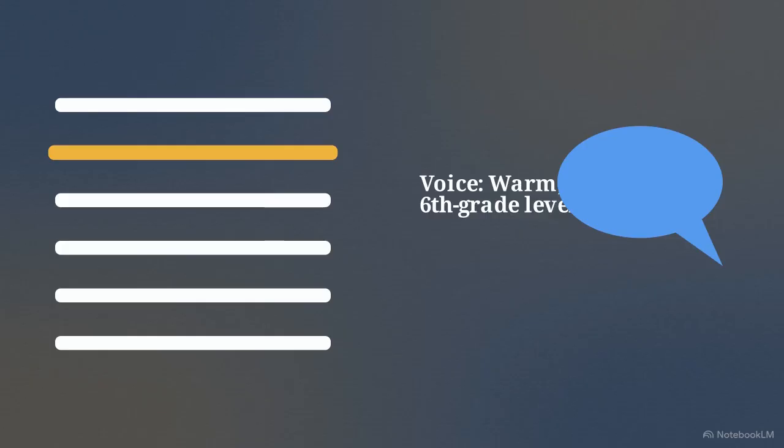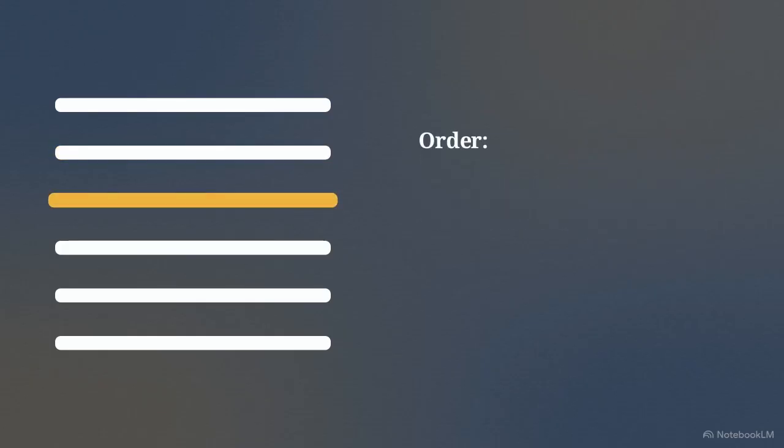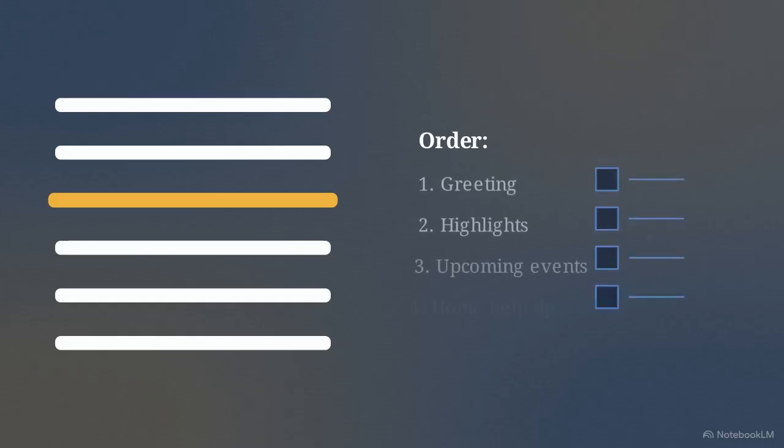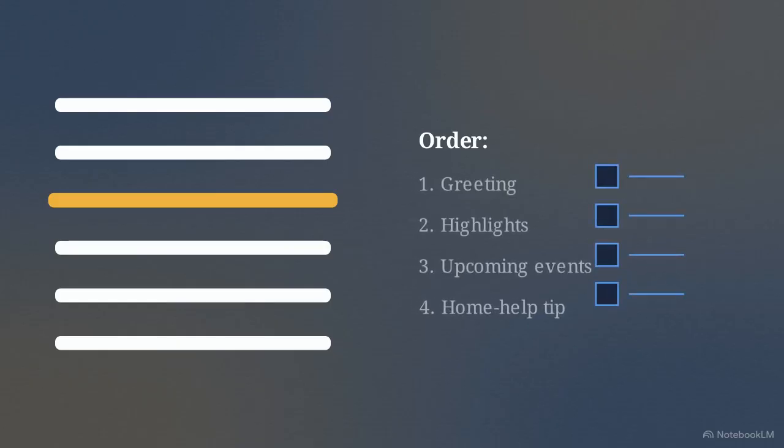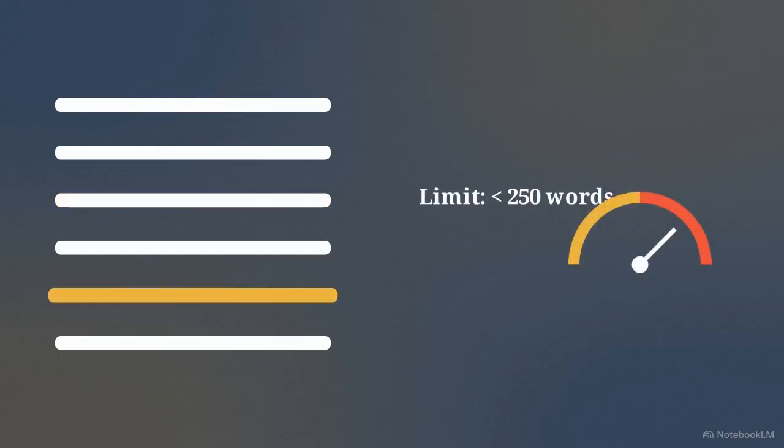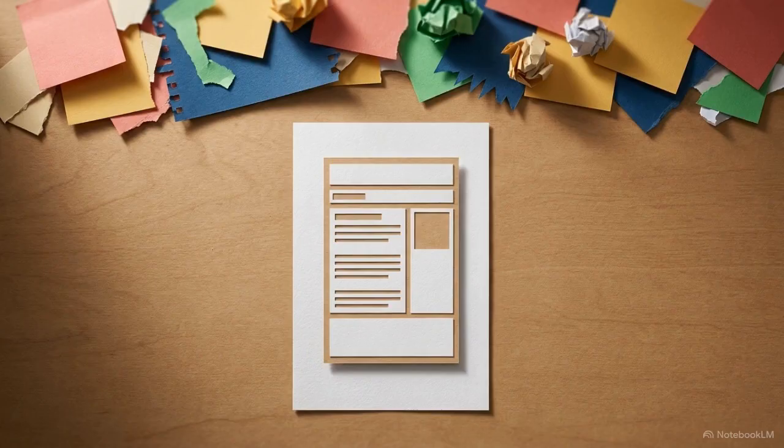Line 2 sets the voice. Match my warm, plain tone, using short sentences and a 6th grade reading level. Next, we lock in the structure. Line 3 dictates the exact order: greeting, highlights, upcoming events, and a home help tip. Then, line 5 enforces a strict limit. Keep the whole thing under 250 words. Establishing these rigid formatting constraints removes the structural decision fatigue that usually hits at the end of the week.